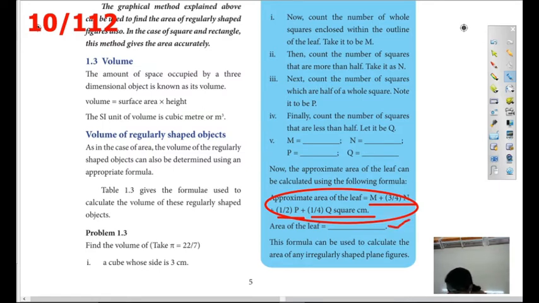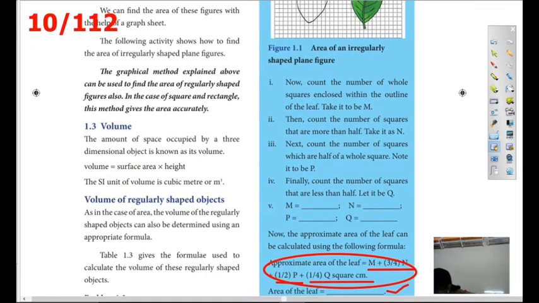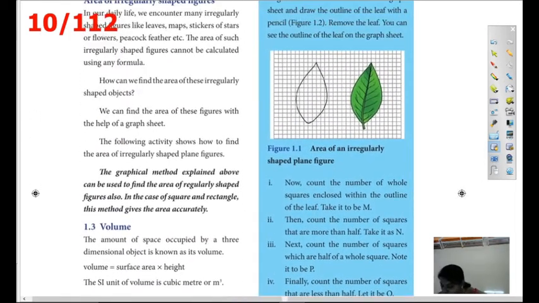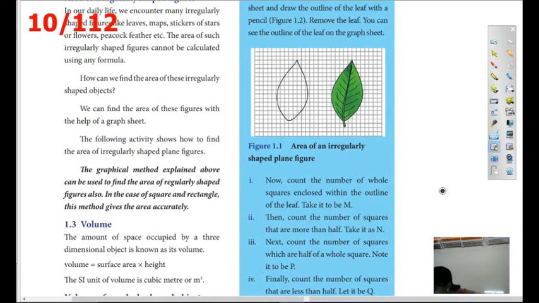This formula can be used to calculate the area of any irregularly shaped plane figures. Not only the area of a leaf, but we can calculate the area of anything whose area is to be noted. The same formula is used.